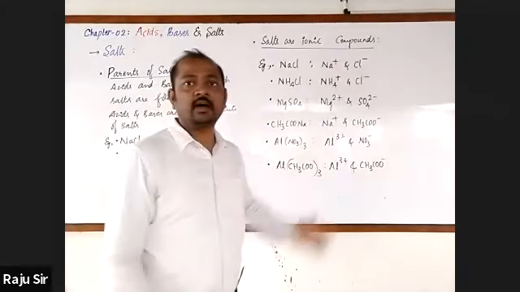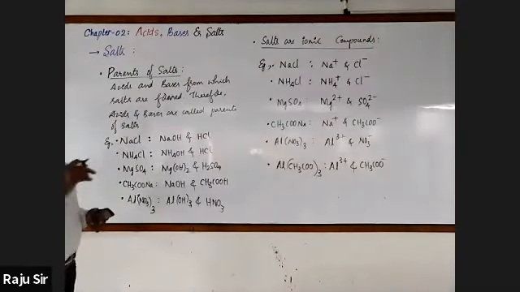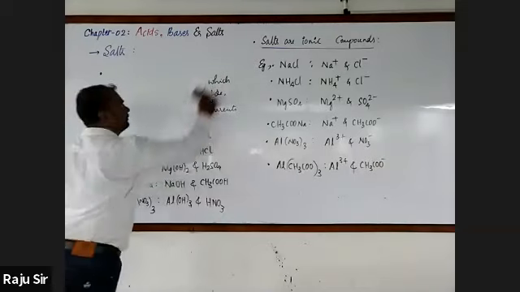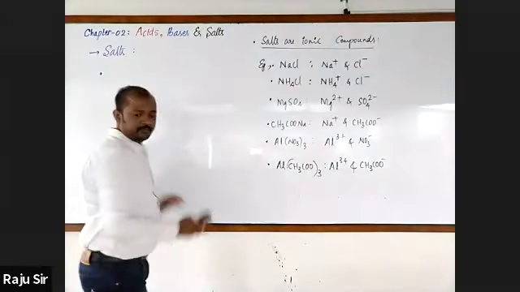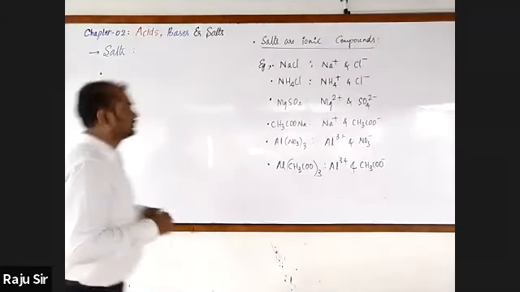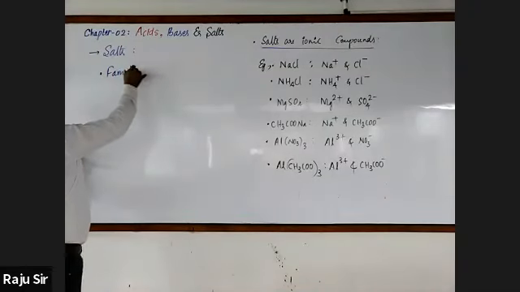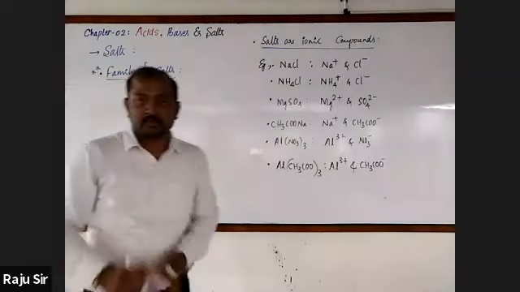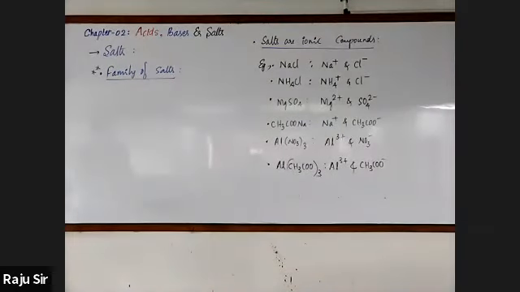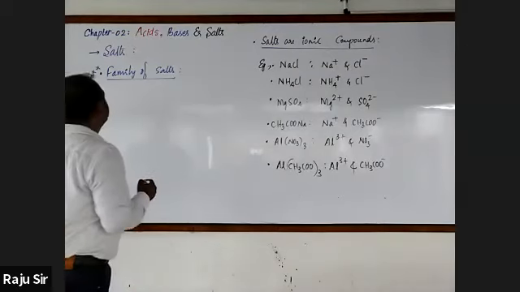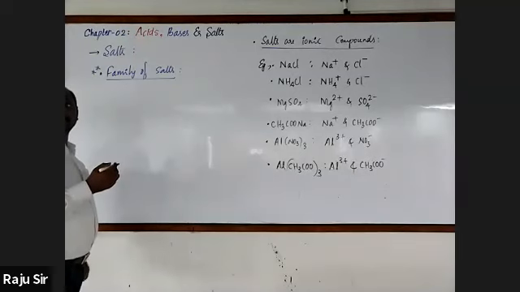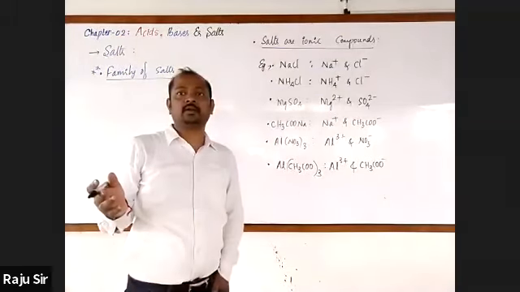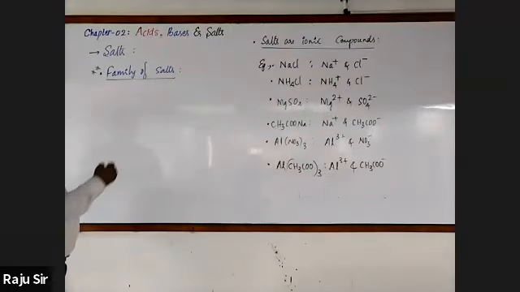Okay. These are the ions present. Next, we have one more piece of information regarding the family of salt. For this, you may put a double star. Write the definition of the family of salt. How do you define a group of salts having the same cation or anion? Then it is called a family of salts.